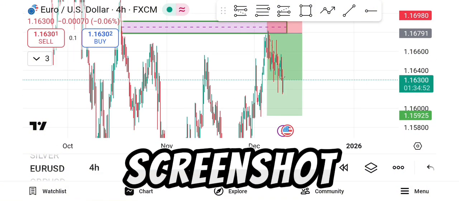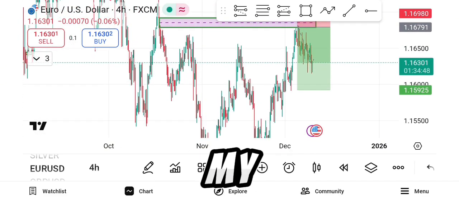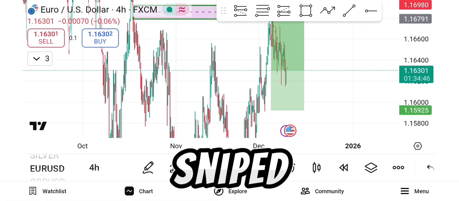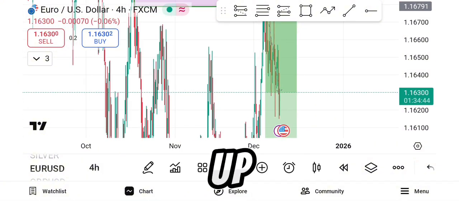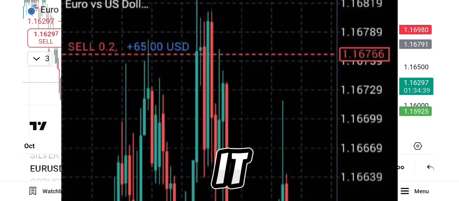I will put in a screenshot of how I analyzed this trade, of the profit I made and my entry, how I sniped everything, the way I entered the trade. I'll put in a screenshot, so you know I entered the trade at the exact time it touched that fair value gap.